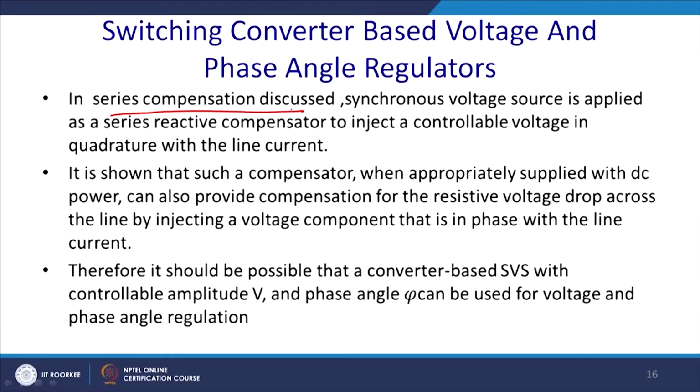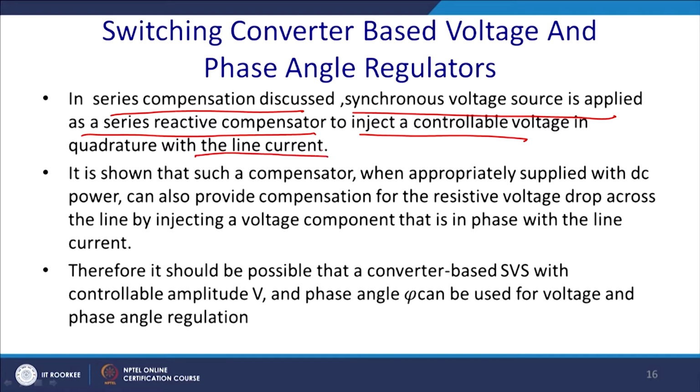So, the switching converter based voltage and phase angle regulator, let us have a comparison between these two. Series compensation discussed: a synchronous voltage source is applied as a series reactive compensator to inject a controllable voltage in quadrature with the current. So, this is the principle of operation.